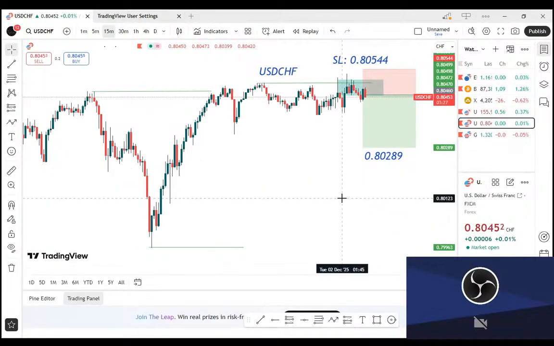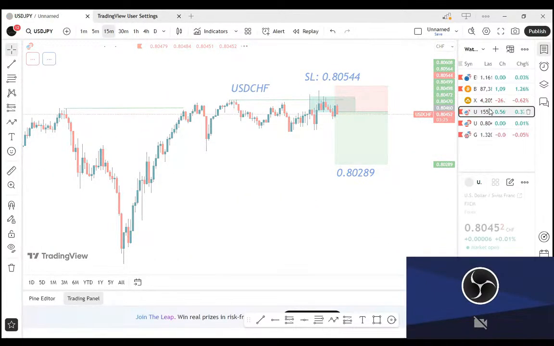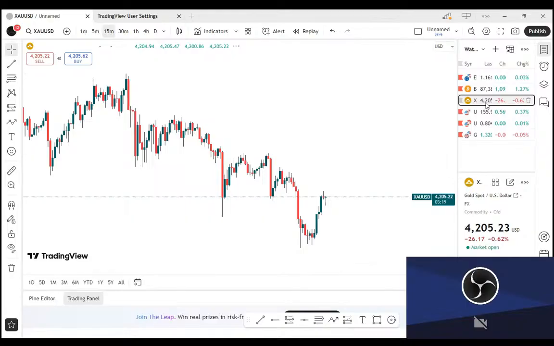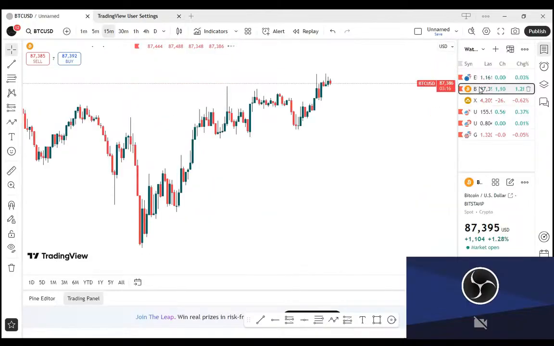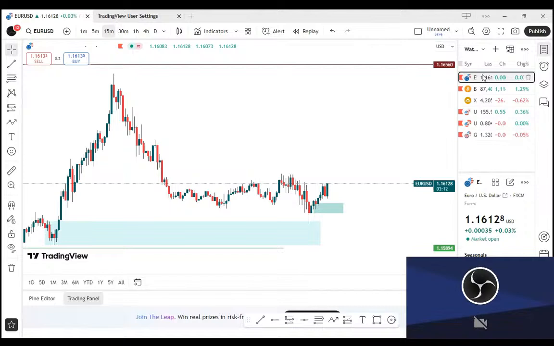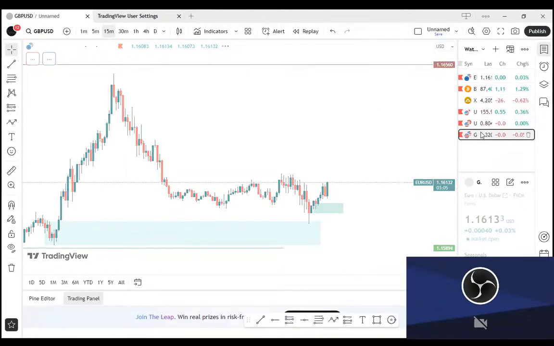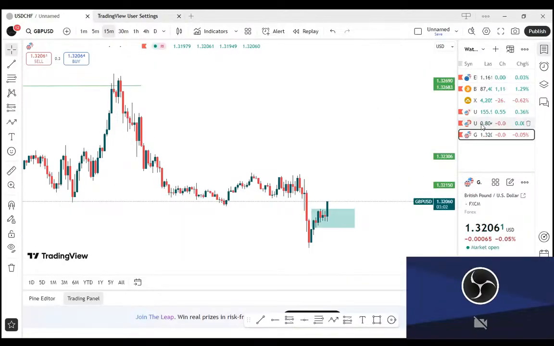This USD CHF we're in profit, and this USD JPY is still kind of in loss. Waiting for price to give us profits. On BTC, price is trying to pull out and hasn't given us a good confirmation there. That's why we need to be very calm. And Euro USD, there is a very bullish move there, and I'll be more comfortable trading GBP USD in this particular case.